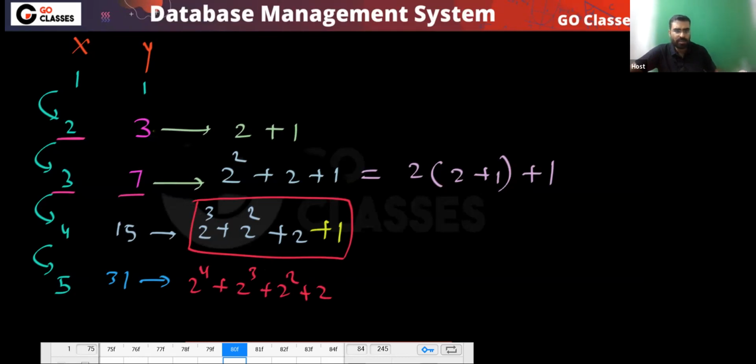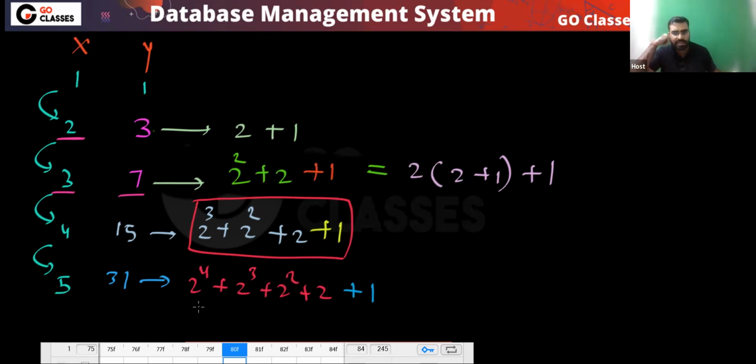So you multiply this with 2 and plus 1 extra. So this is what is happening here. Yes or no? If you look at this, actually what is happening is that you multiply this with 2, then you will get 2 power 2 plus 2, and this plus 1 is extra.